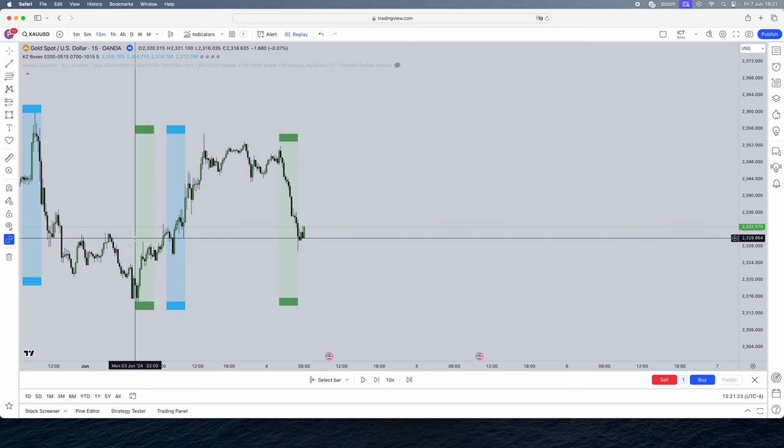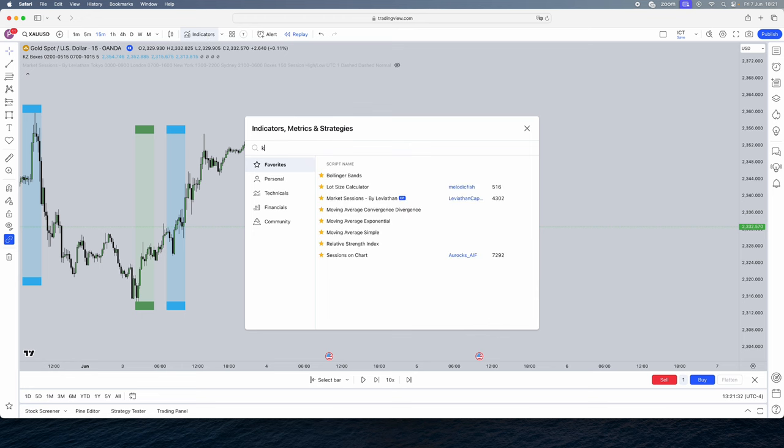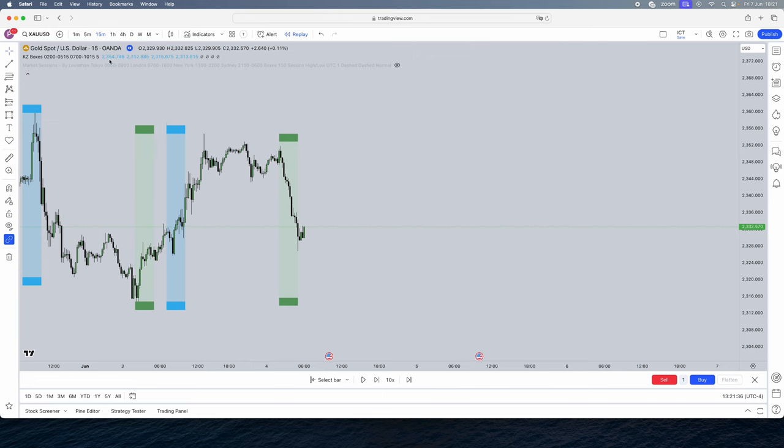They just mark out kill zone timing. Like, we've got the London open kill zone from 2 a.m. to 5 a.m. and the New York from 7 a.m. to 10 a.m. If you guys do want to use this indicator, it's called KZ Boxes by David. If you want to use the exact same colors as mine as well, you can do. It's simple as.